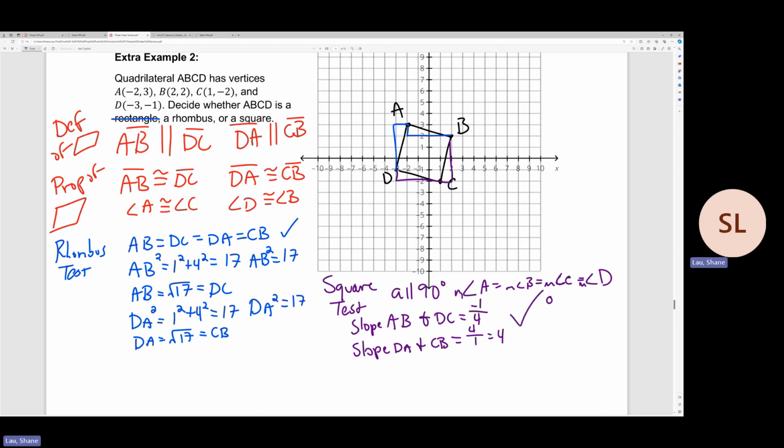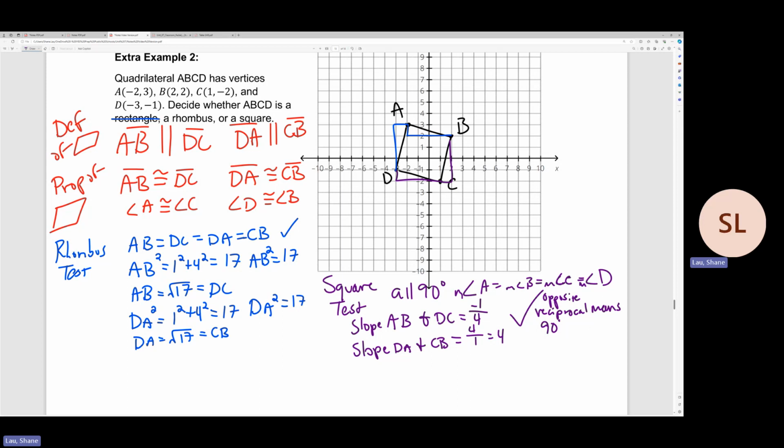Opposite reciprocal means 90 degrees. Just for us not to forget.